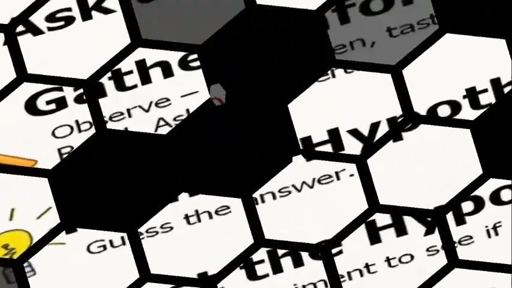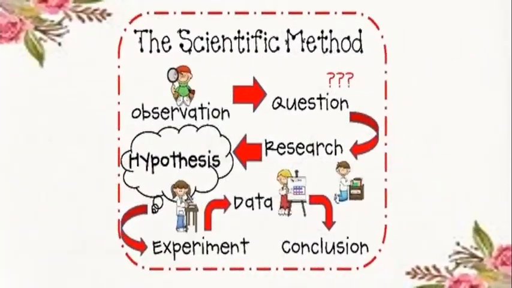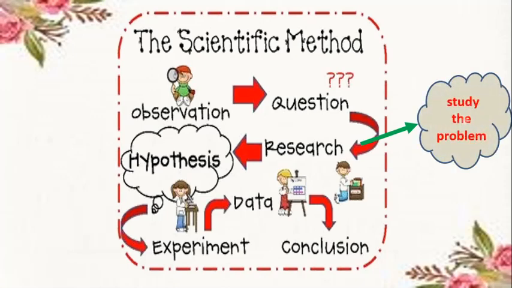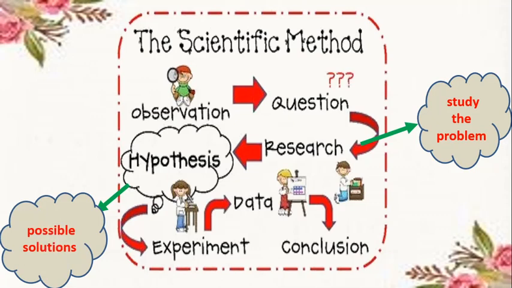So let us see how we can connect this to history. So once again, what all things do you do? You observe, you ask questions, you do some research. What do you do when you do research? You study that particular problem. Afterwards, you form a hypothesis. What is the meaning of hypothesis? Hypothesis means possible solutions to a problem. And then you do experiments, then you arrive at a conclusion. So this is the scientific method.